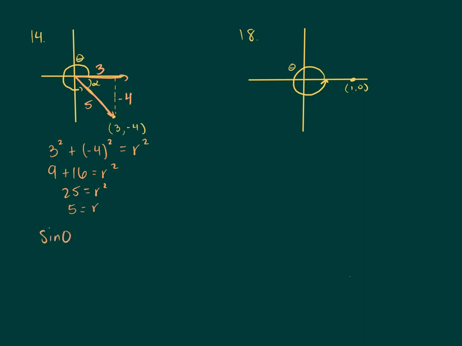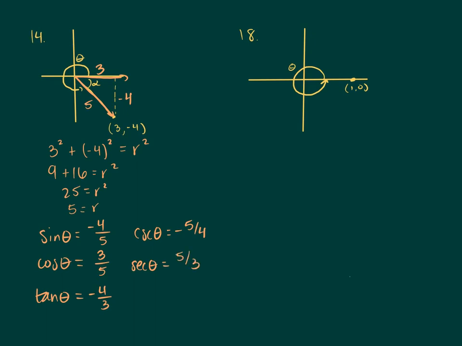So sine theta, this is opposite over hypotenuse, so that's -4 over 5. Cosine theta is adjacent over hypotenuse, so that's 3/5. Tangent theta is opposite over adjacent, so that's -4/3. Cosecant theta is the reciprocal of sine theta, so this is -5/4. Secant theta is the reciprocal of cosine theta, so that's 5/3. And cotangent theta is the reciprocal of tangent theta, so this is negative 3/4. And there are our 6 trig function values.